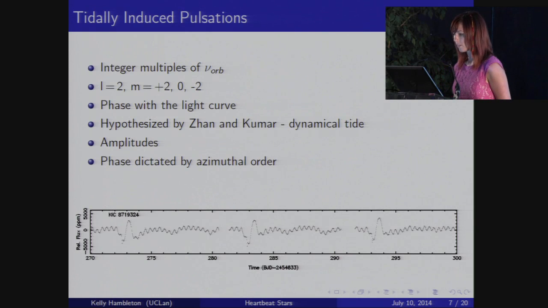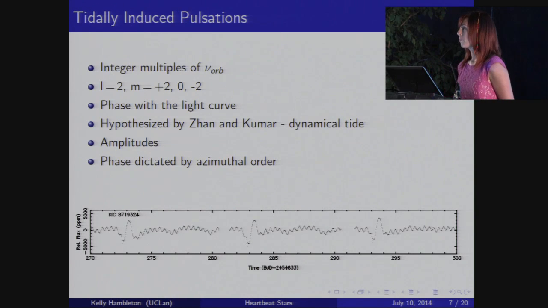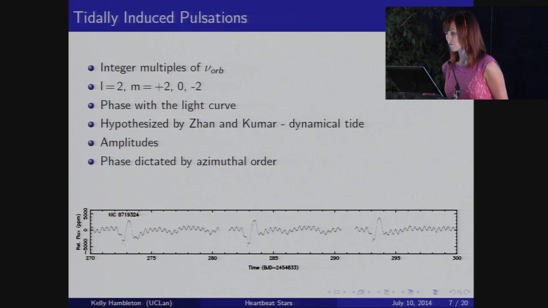1995. So we can look at the amplitudes of these modes to try and understand something about the radii of the stars, because the amplitudes are determined mostly by the ratio of the radius to the semi-major axis, and also the phases of the pulsations relative to the argument of periastron are dictated by the azimuthal order of the mode.